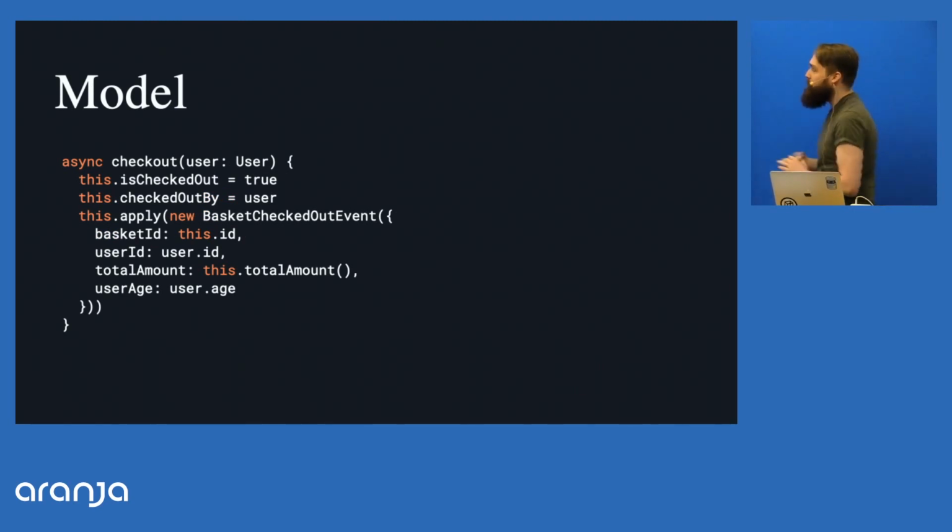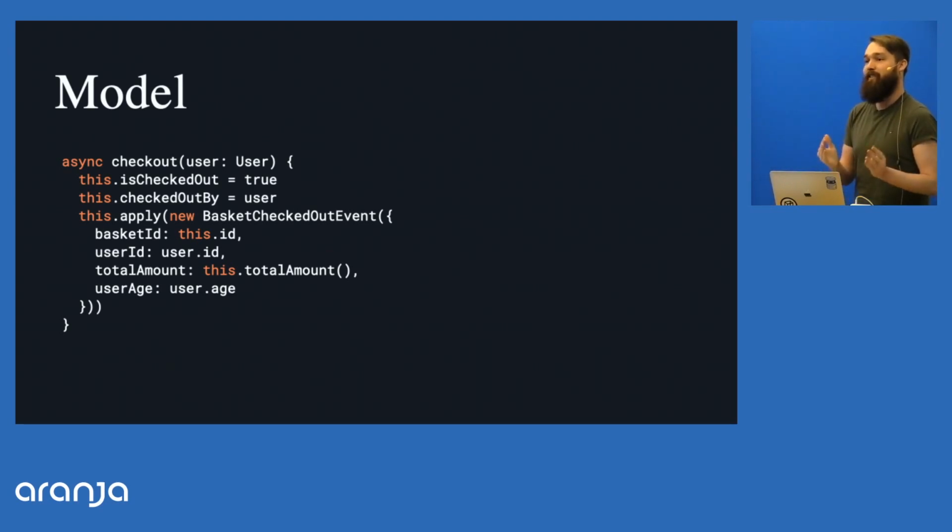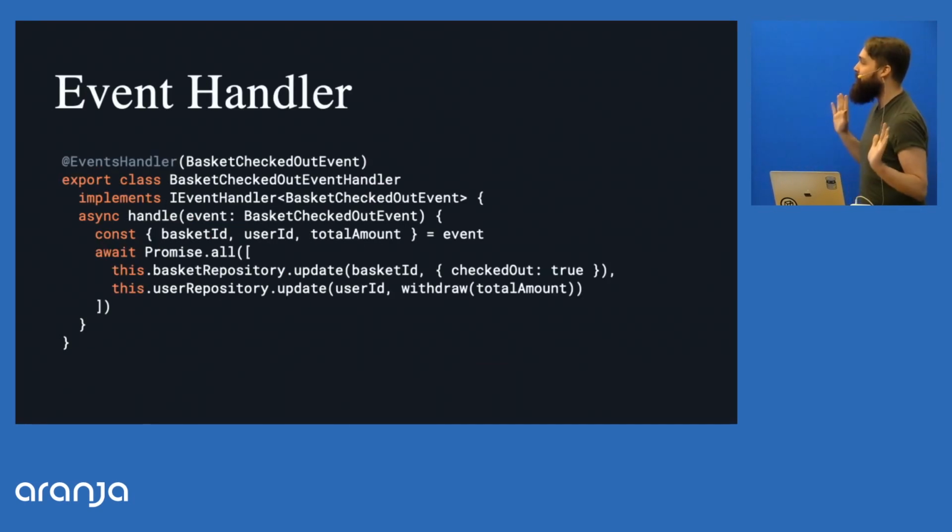So let's take a look at the checkout method of basket. And in here, we're modifying our local state. We're saying we're checked out, and we were checked out by this user. And then there's this new concept of an event. And we're saying basket checked out event with all of these properties because events are nice. And please notice that we haven't actually written anything to the database yet. And like commands had command handlers, events have event handlers.